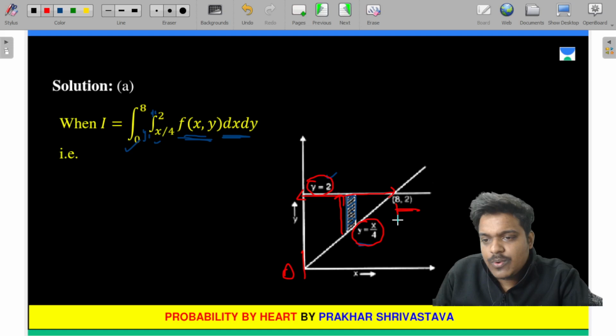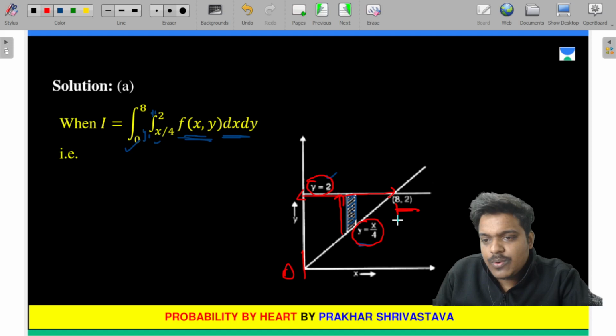You are taking a horizontal strip. Now in the horizontal strip, the left limit is x is equal to 0. The right limit will always be this line, so x is equal to 4y. Is it clear? So x is varying between 0 and 4y, and y is varying between 0 to 2. The function will remain the same, f of x comma y.